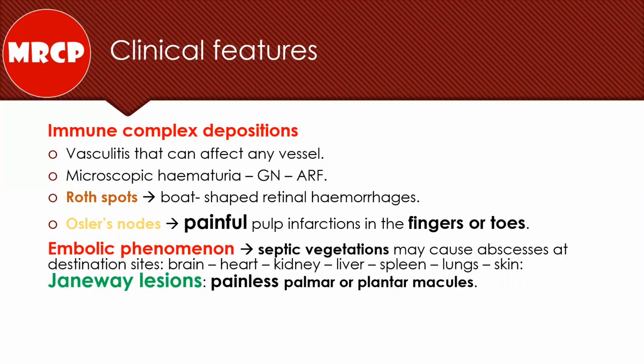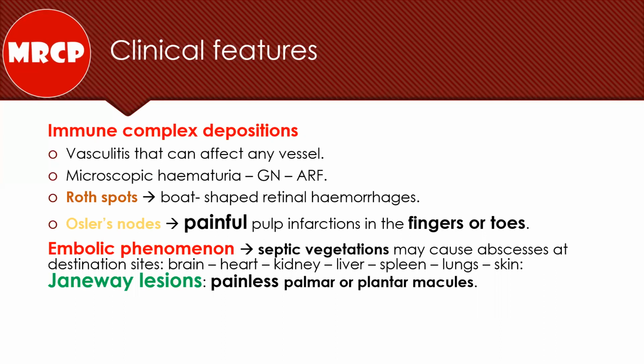Again, immune complex deposition is very important in this type of patient because this patient can present with vasculitis that can affect any vessel. We will study vasculitis in the chapter of rheumatology, but for the moment, any vessel can be affected in a patient with infective endocarditis. Secondly, microscopic hematuria up to glomerulonephritis and up to acute renal failure. So this patient with infective endocarditis can present with microscopic hematuria, glomerulonephritis, and acute renal failure.